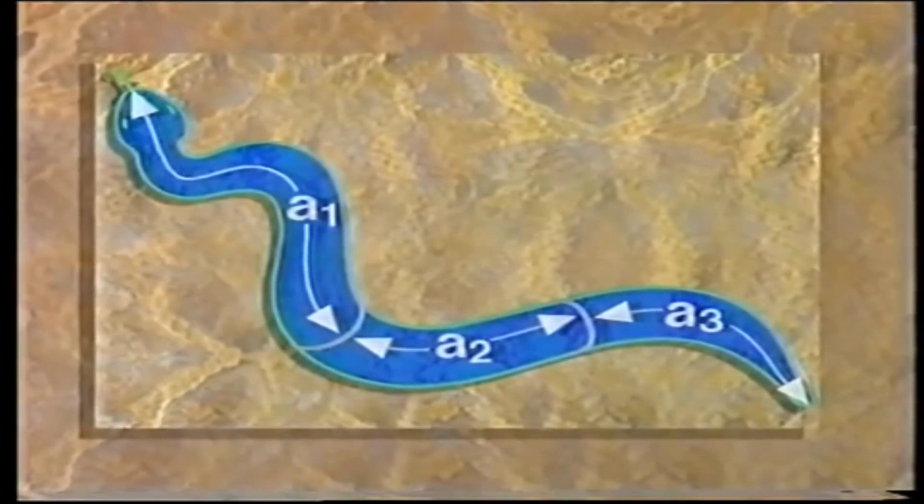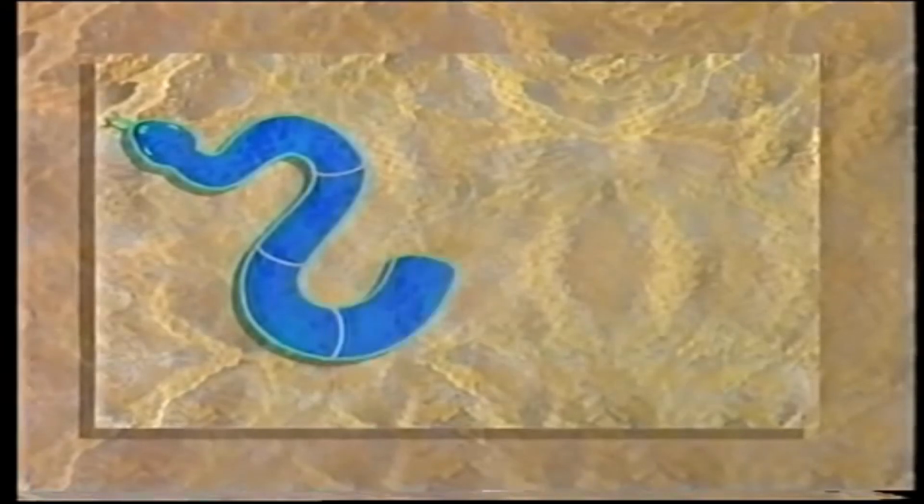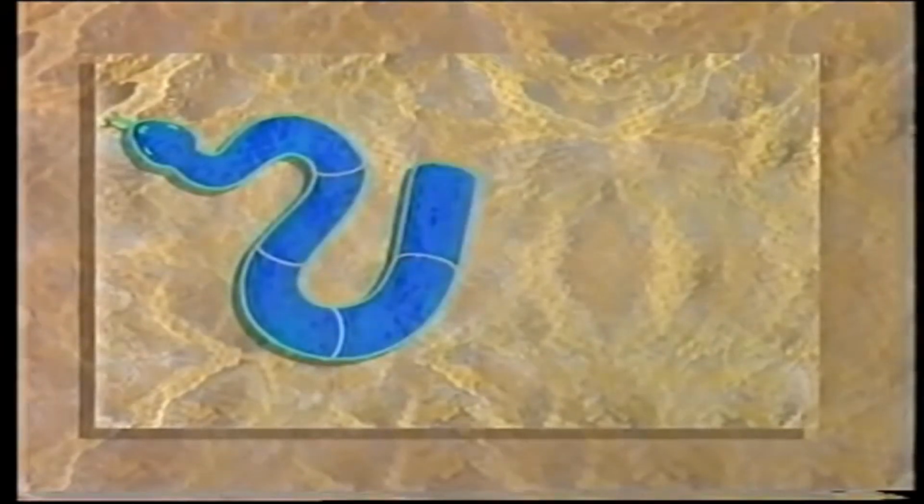The numbers A1, A2, A3, and so on form a sequence, and the actual length of the snake at the end of year n is the sum of the terms A1 plus A2 plus A3 up to plus An. That's the sum of the first n terms, what we call the nth partial sum. The result of adding up infinitely many terms is what we call an infinite series, or just a series.